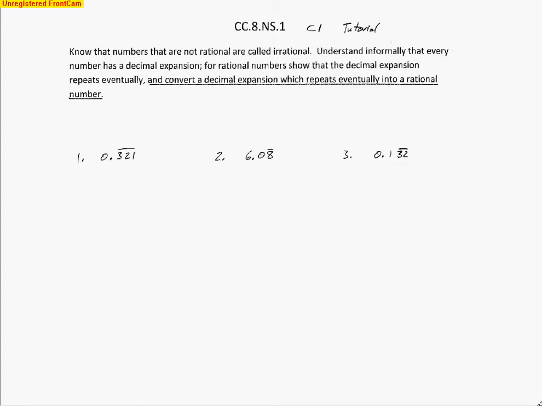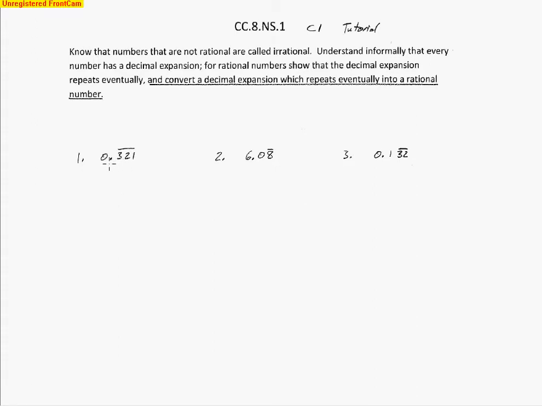This is the tutorial for CC8NS1, which involves converting decimals that repeat into a reduced fraction. So let's take a look at some problems that we might end up experiencing, starting with the first one here.